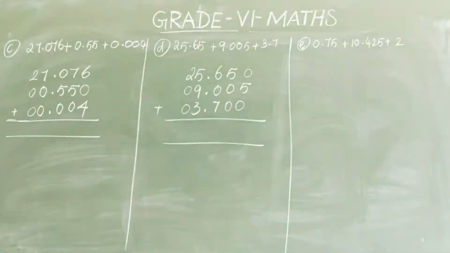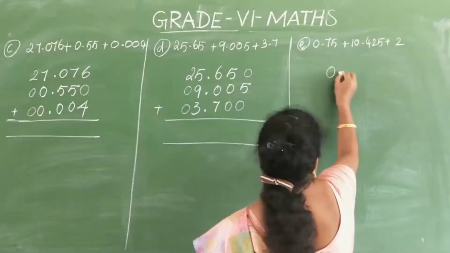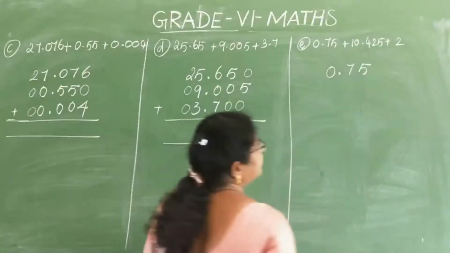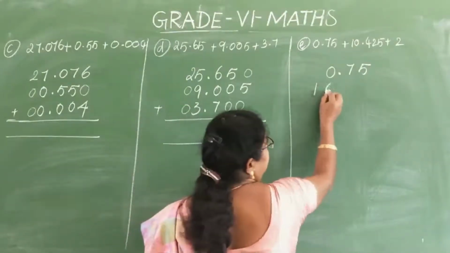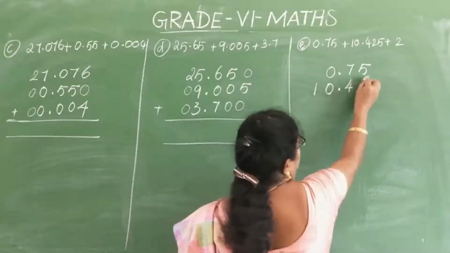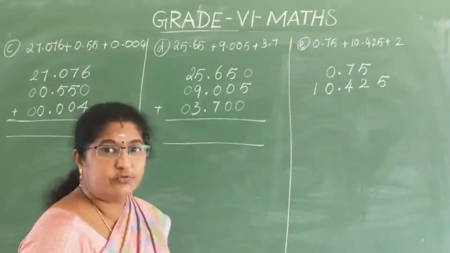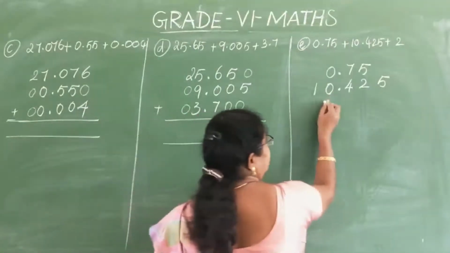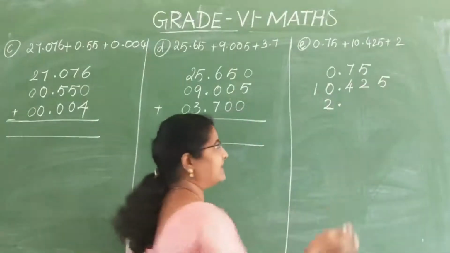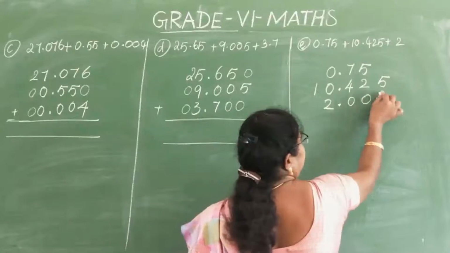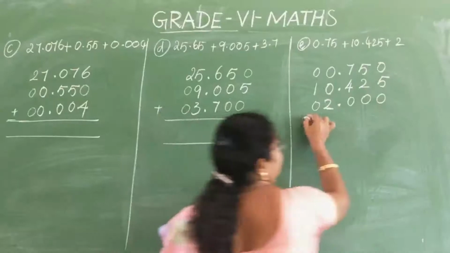Now we can add. 0.75. Next number, 10.425. So 10 here. 10.425. Clear? Next, only 2. 2 is a whole number, so 2 is in one space. Then the decimal part is nothing, that is 0. We put zeros at these ends. Then we can add.